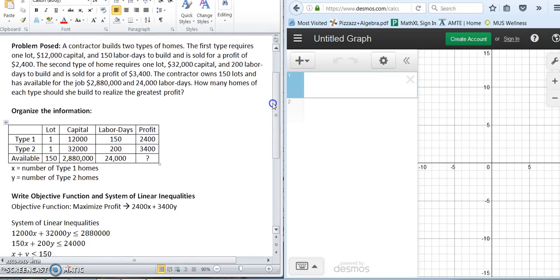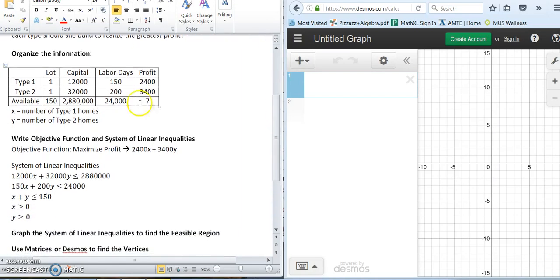Then I wrote my objective function and my system of linear inequalities. The objective function is written now but not utilized until the very end to determine your final answer. In this case, we are wanting to know the greatest profit. So I use the profit for each home and write an expression or a function. Next, I write a system of linear inequalities, and that's done with the constraints.